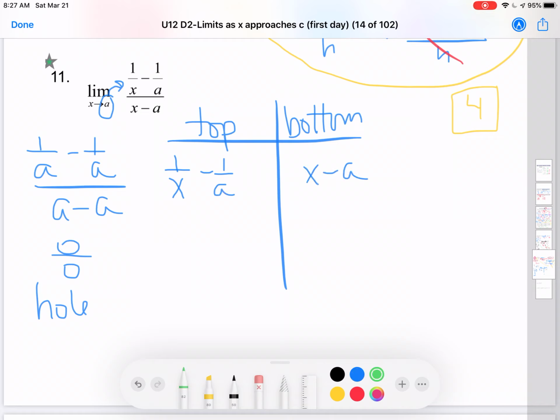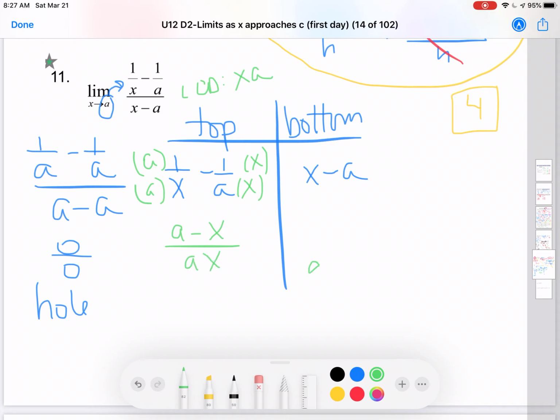So how'd you do on this? The LCD for this is XA, right? Or AX, doesn't matter. So multiply by A, multiply by A, multiply by X, multiply by X. So A minus X over AX.